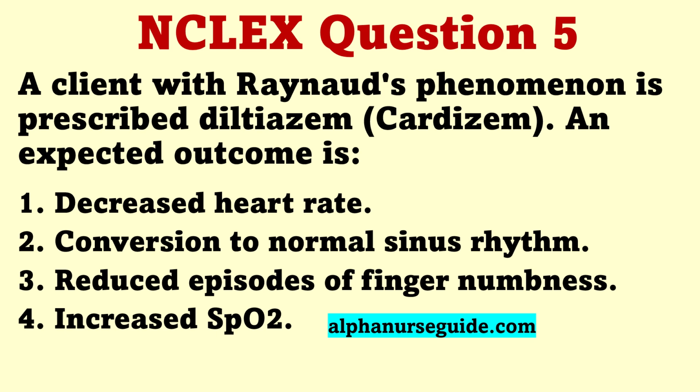The correct answer is 3. Calcium channel blockers are first-line drug therapy for the treatment of vasospasms with Raynaud's phenomenon when other therapies are ineffective. Cardizem relaxes smooth muscles and improves peripheral perfusion, therefore reducing finger numbness. Cardizem decreases heart rate and is used to treat atrial fibrillation, but these are not associated with Raynaud's. When vasospasms are prevented, an accurate SpO2 can be measured in the affected extremity. However, SpO2 is a measurement of systemic oxygenation not influenced by Cardizem.